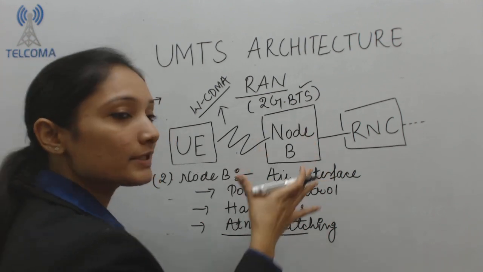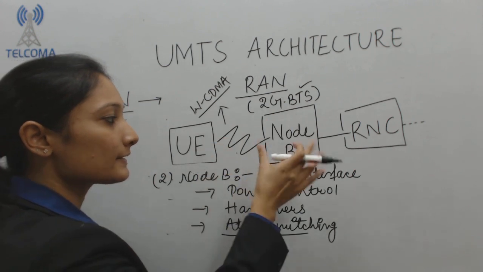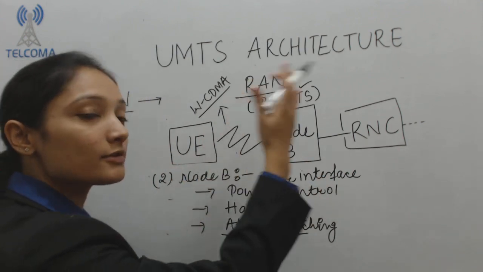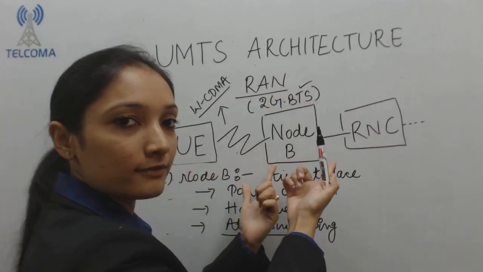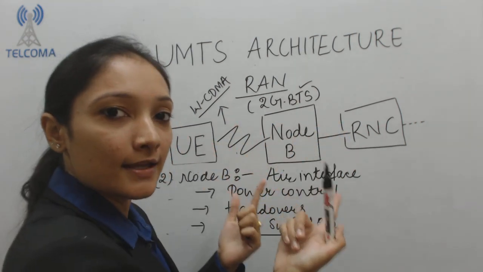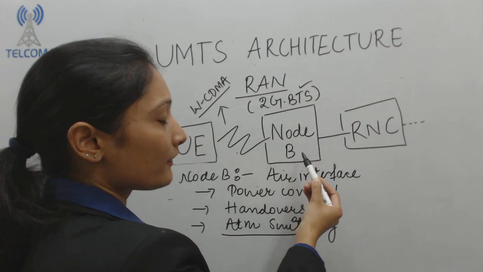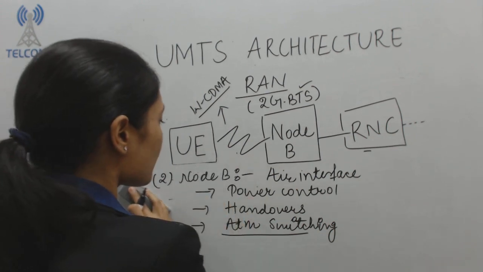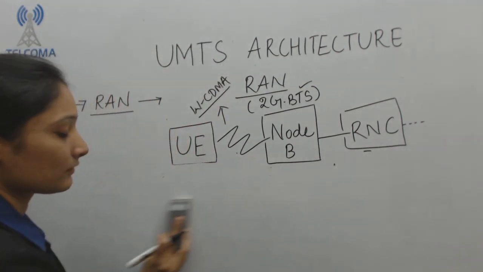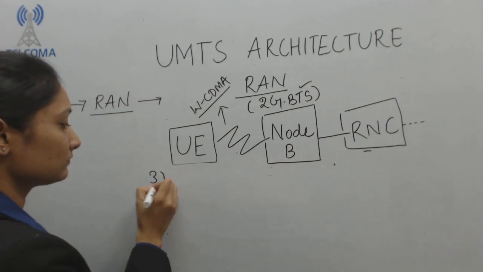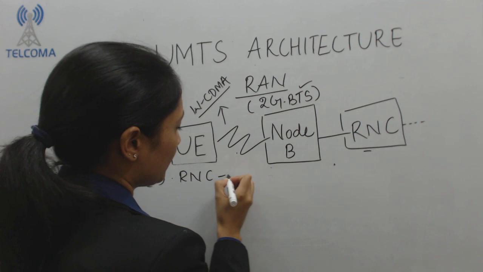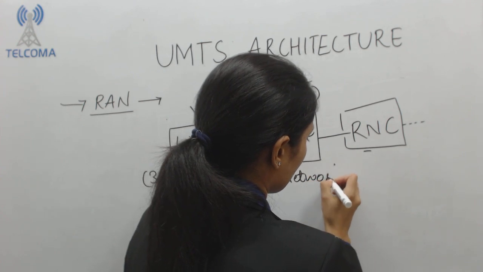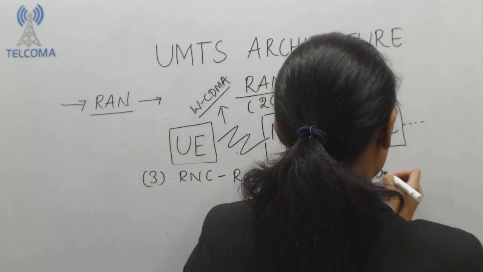So this is a crucial element of our network, because this is the element which is connecting the user to the further following network. If the user wants to access the services of the complete network, the user has to register itself to the node B, its serving base station. Now node B after that is further connected to another unit, which is RNC. Now this RNC stands for radio network controller.